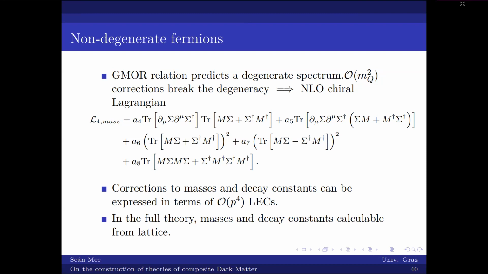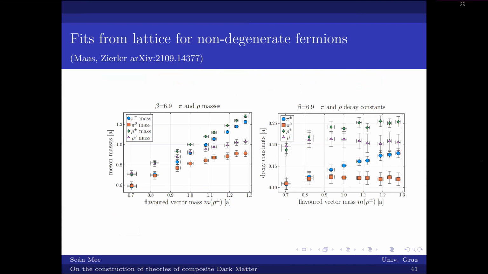On the lattice, however, in the full theory, you can compute these masses and decay constants already. And so here are some preliminary results from our group as well, which show exactly how this mass splitting occurs. This is from lattice proceedings from some of our collaborators, but we also have a work in preparation, which includes more results on this.